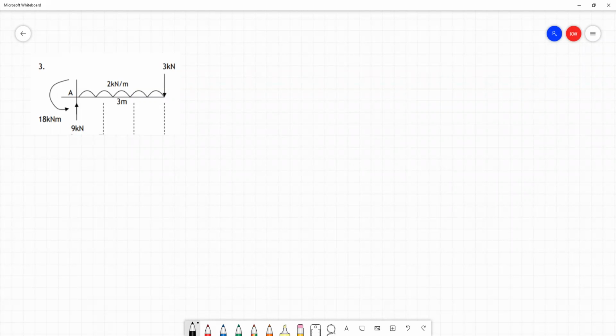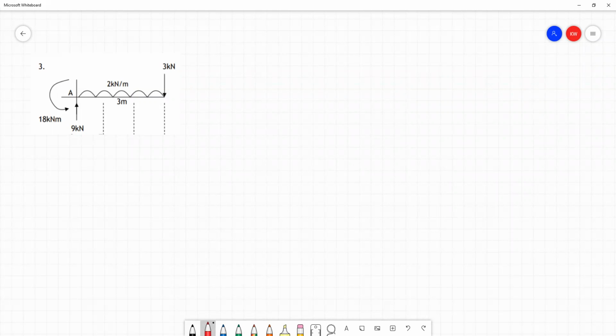This is example 3 from page 16 of the Strength and Materials course notes, where we're going to consider a beam that's supported at one end, so it's a cantilever beam, and we're going to draw the shear force diagram and the bending moment diagram of this beam.